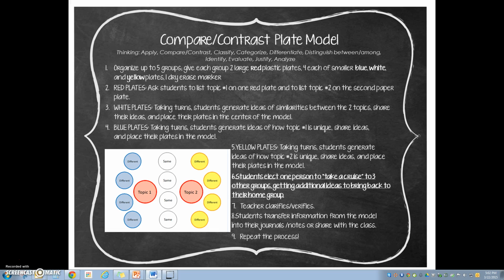The teacher also cruises to verify and clarify group choices. The students can then transfer their information into journals or notes or choose to share with the class for discussion. This is a great activity to apply critical thinking skills while fostering discussion.